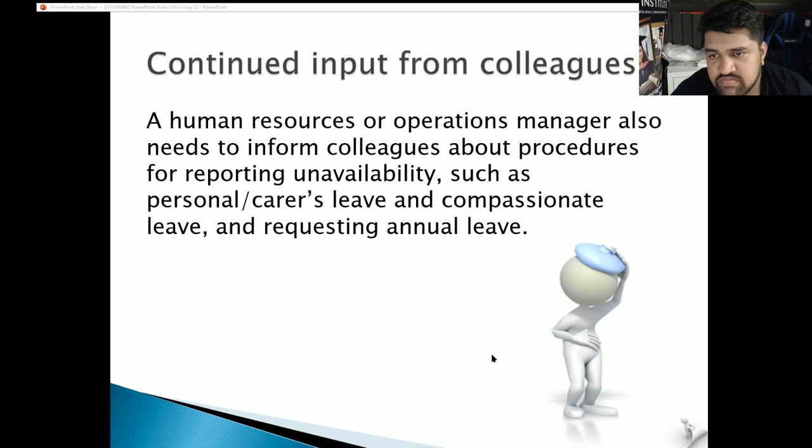Continuing from colleagues, a human resource or operations manager also needs to inform colleagues about procedures for reporting unavailability. I like to say give two weeks notice at least if you need to take days off, unless it's an emergency. You want to be planning two weeks ahead so the person or supervisor who is responsible for creating shifts knows what's going on, such as for personal carer's leave or compassionate leave, or even requesting annual leave.